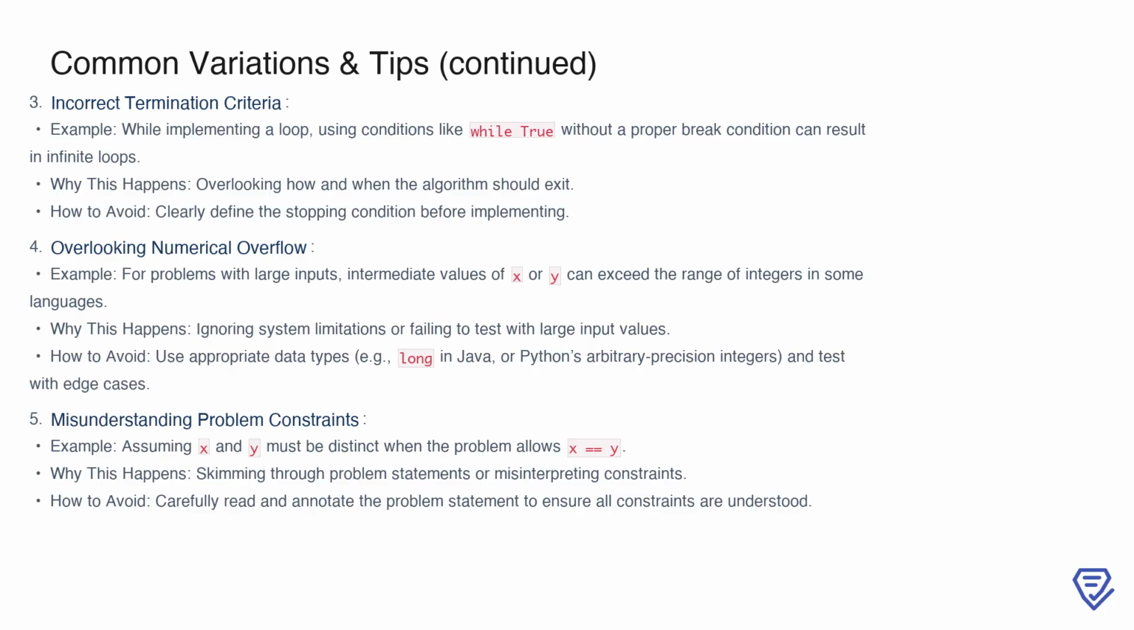Finally, misunderstanding problem constraints can lead to incorrect solutions. For instance, assuming x and y must be distinct when the problem allows x to equal y. This usually stems from misreading or skimming through the problem statement. Always take the time to carefully read and annotate the constraints to avoid this issue.